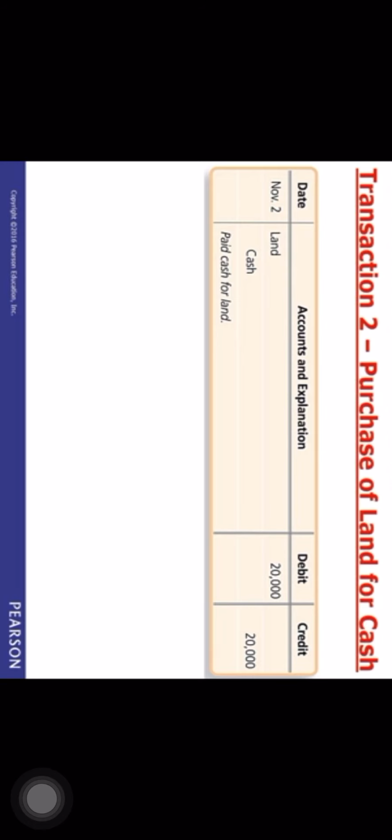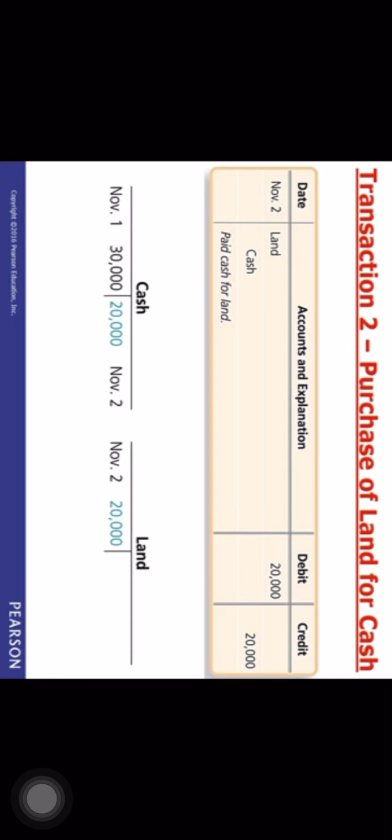So now that we've journalized the transaction, now we post it. We transfer that information over to show that the $20,000 debit increases land, and the $20,000 credit decreases cash. Now just keep in mind, in real life, a general ledger is not just going to be a list of T accounts, but just for the purposes of our illustration, we'll use T accounts to represent the general ledger.